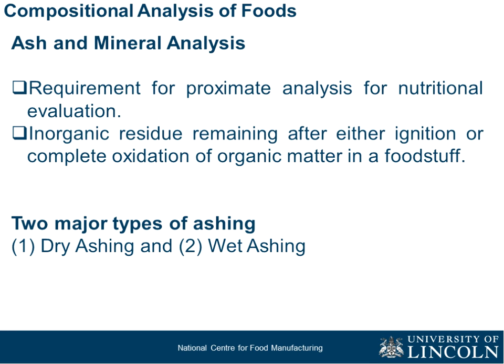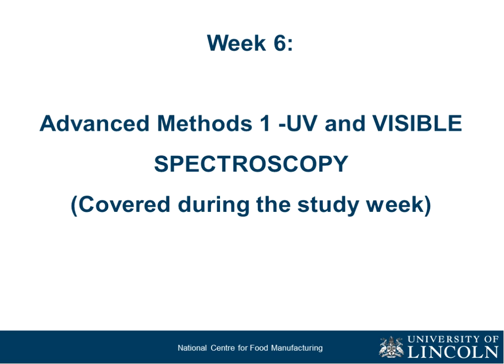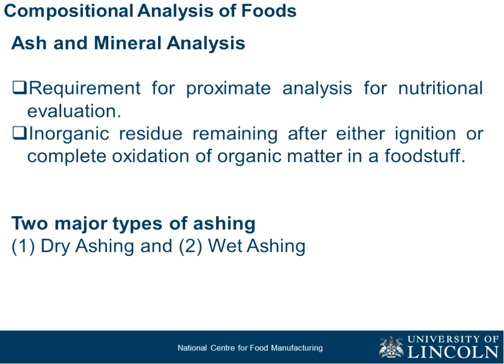Now, the second one is ash and minerals analysis. This is very important for proximate analysis also. We have inorganic residues remaining after ignition or complete oxidation of organic matter in a foodstuff. There are two methods: dry ashing and wet ashing. It's important that you also go through the calculation. We have some calculations in the lecture notes. Please go through the calculations, they are very important.